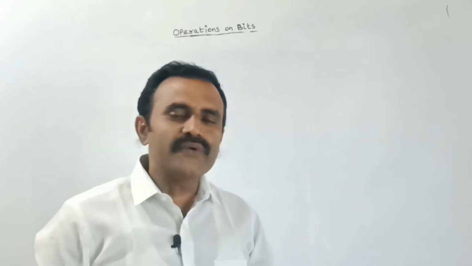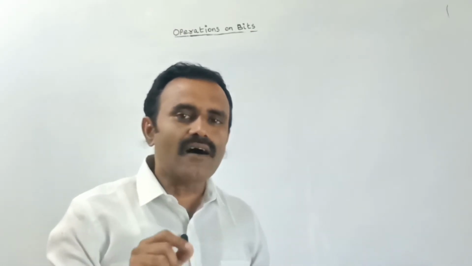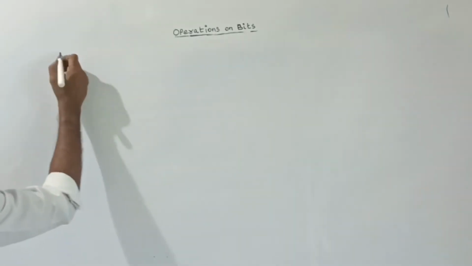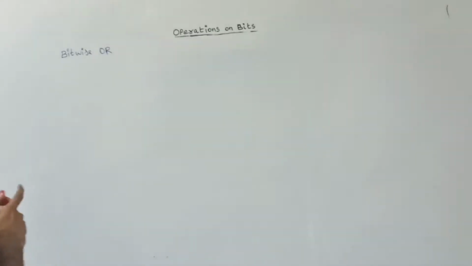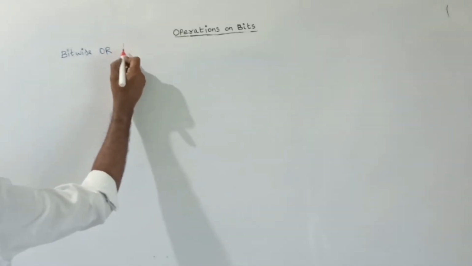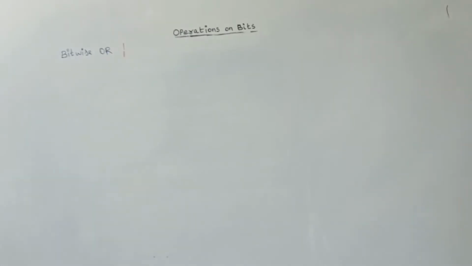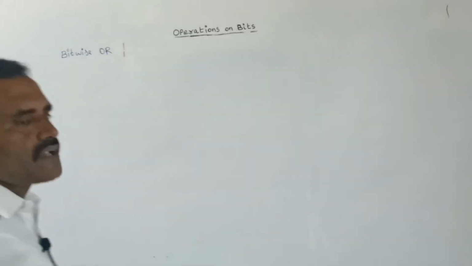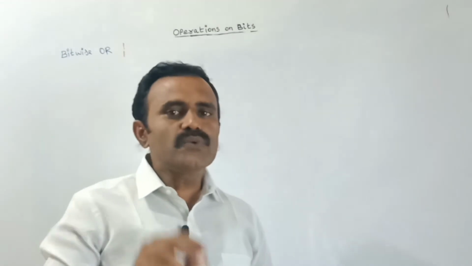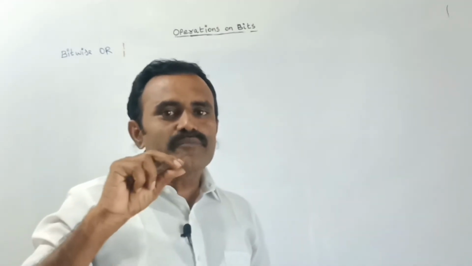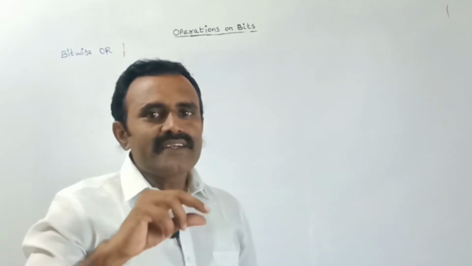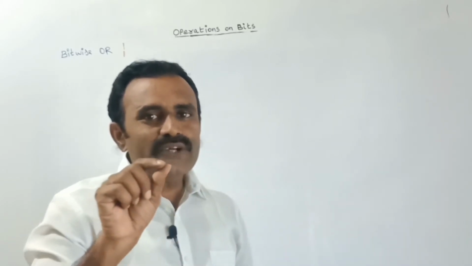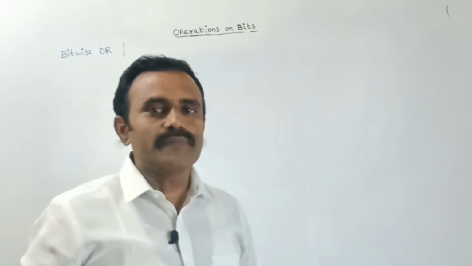Hi guys, now we are going to see the topic about the bitwise OR operator. Pipe symbol. See this symbol, it is used for representing the bitwise OR operator. The main use of this bitwise OR operator is to turn on a particular bit. With the help of this bitwise OR operator, we can turn on a particular bit of an operand.